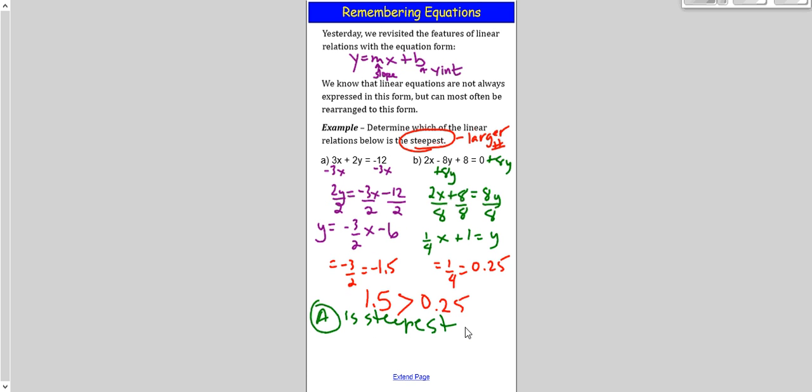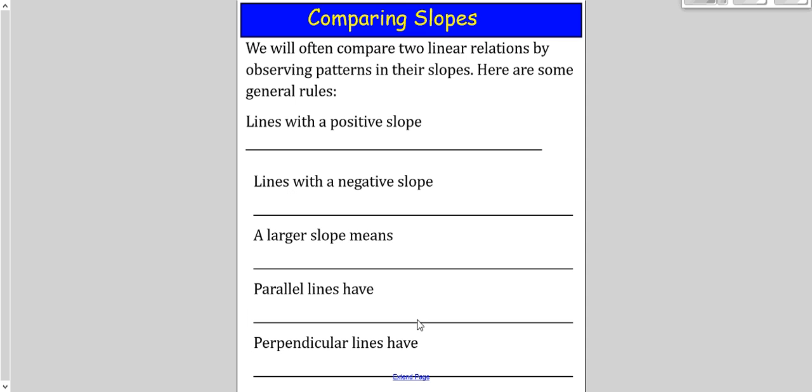So it's very important for us to figure out slope. We need it in this form, y equals mx plus b. And so sometimes you might have to do a little bit of rearranging in order for that to happen.